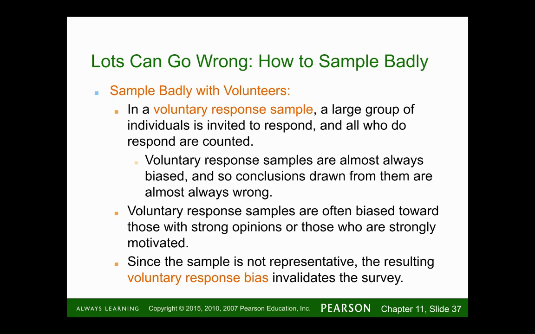Lots can go wrong. In a voluntary response sample, a large group of individuals is invited to respond, and all who respond are counted. Voluntary response samples are almost always biased, and so conclusions drawn from them are almost always wrong. They are often biased toward those with strong opinions, somebody who feels the need to voice their concern. Those three people took the time to fill out my survey because they wanted me to know something. Since the sample is not representative, the resulting voluntary response bias invalidates the survey.